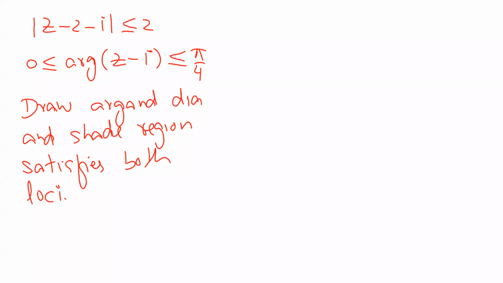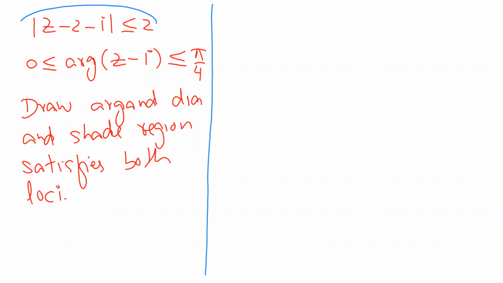We have another example for students to solve. In this question, we have two loci given. One locus is given here, the second locus is given here. Let's see how we can get it. Draw an Argand diagram and shade the region that satisfies both loci. So let's see how we can do it.